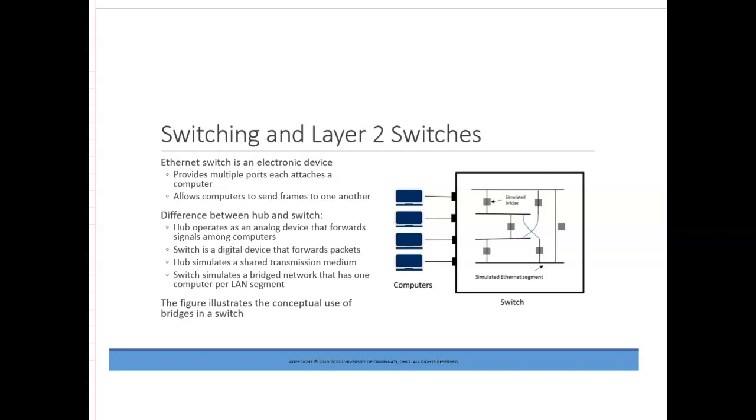So an Ethernet switch, sometimes called a layer 2 switch, is an electronic device that somewhat resembles a hub. A switch provides multiple ports that attach to a single computer, and a switch allows computers to send frames to one another. Where a hub forwards signals among computers, a switch forwards packets. A switch does the combined work of a hub and a bridge.